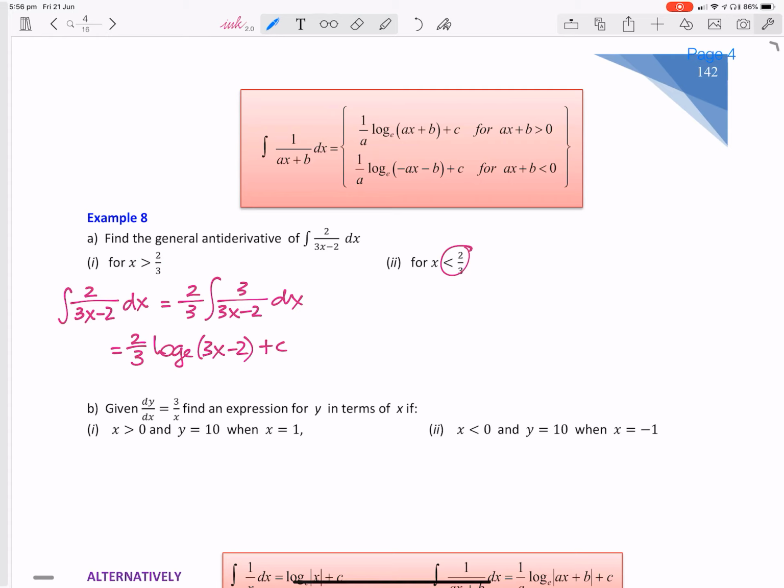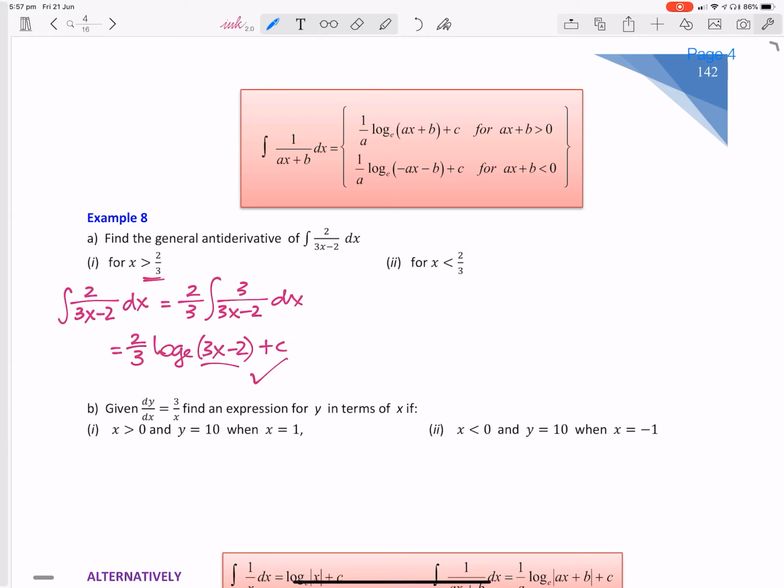Now, if x is greater than 2/3, just say x is 1. If we let x equal 1, that's going to be 1, and log e of 1 is 0. So we can evaluate it. So that's okay. That's our answer for our integral of 2 on 3x minus 2, 2/3 log e 3x minus 2 plus c. However, if we were to put something less than 2/3, like 0, into this equation, we're going to get log e of -2, which we know we can't log negatives.